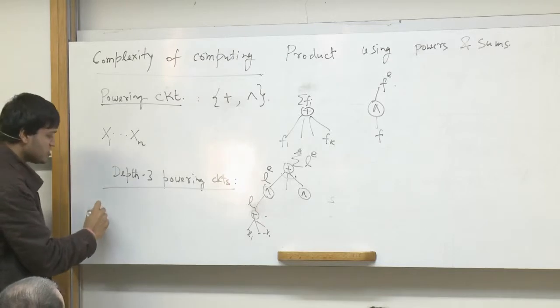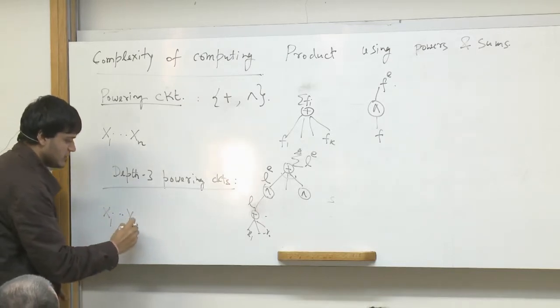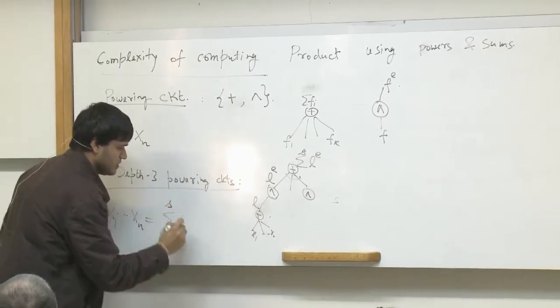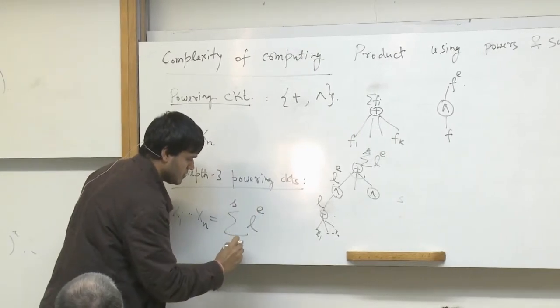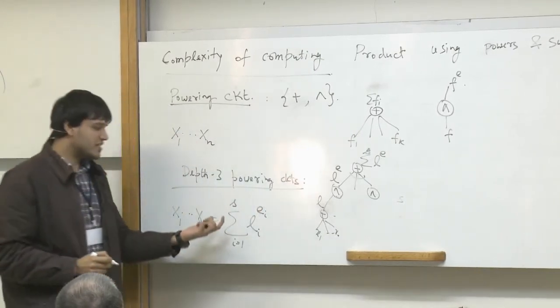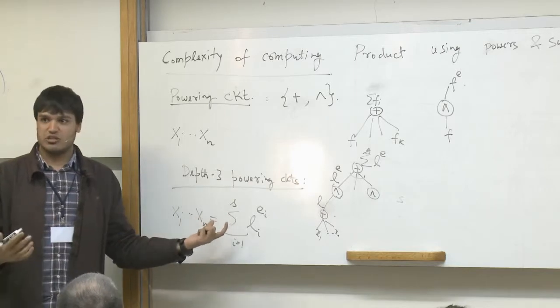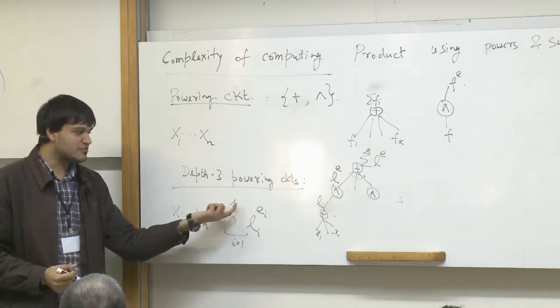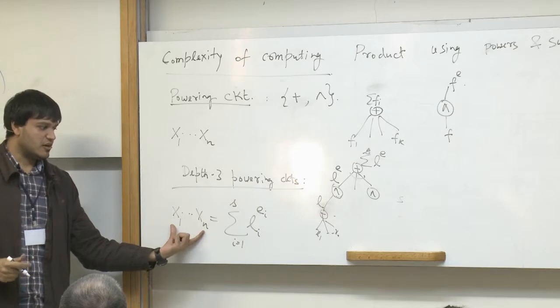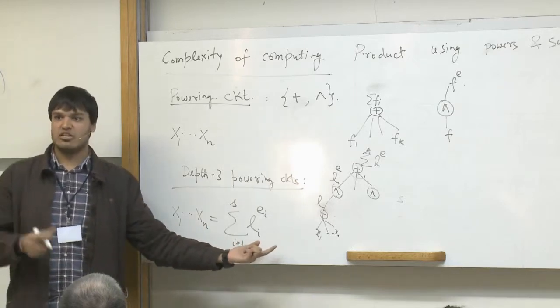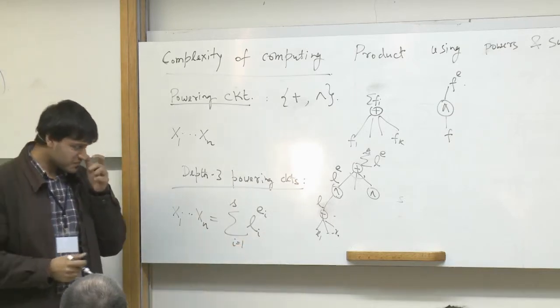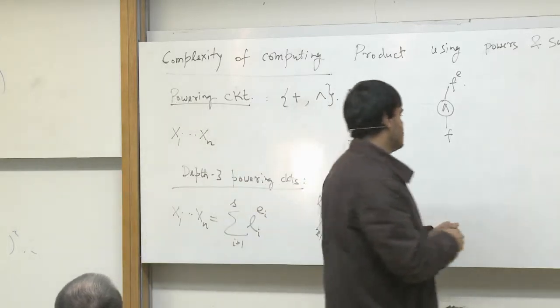So this boils down to the question: one particular question you can ask is, how many such summands do you need to express a product in this form, as a sum of powers of linear polynomials?